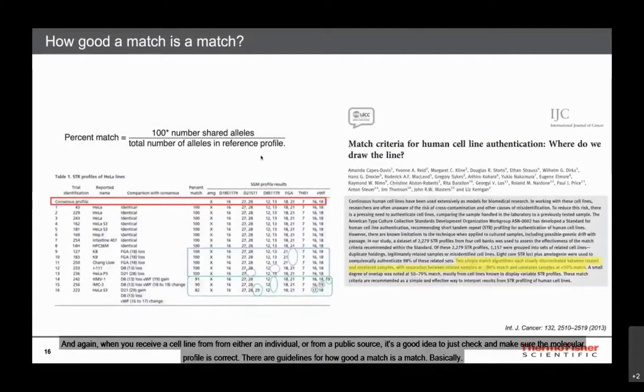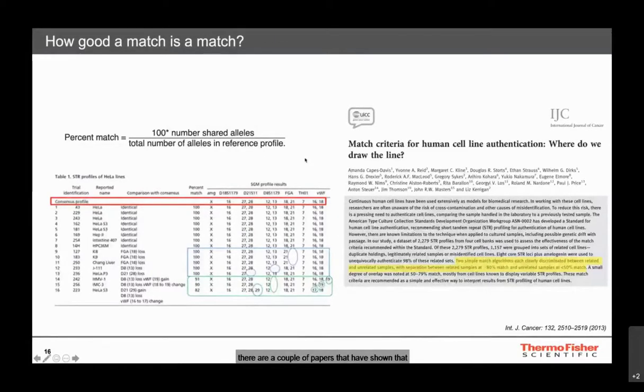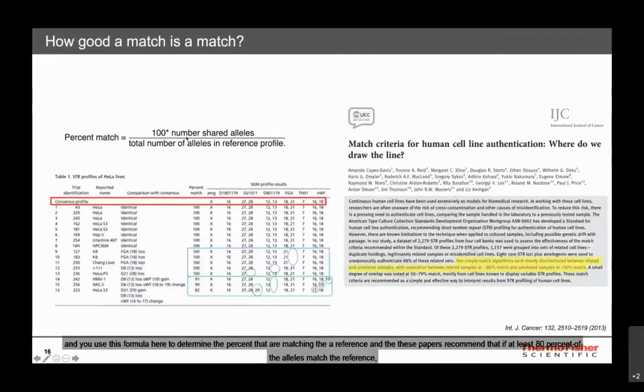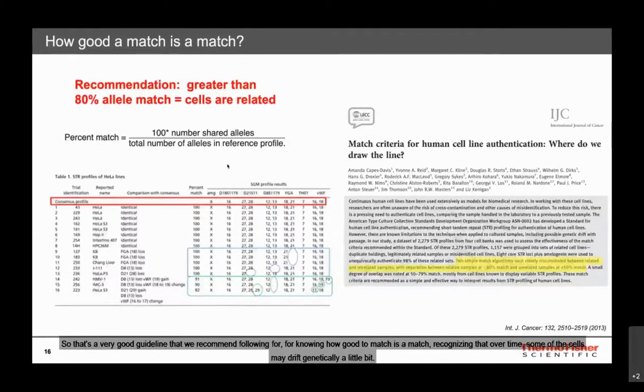And there are guidelines for how good a match is a match. There are a couple of papers that have shown that if you categorize the alleles, match them up to known samples, and use this formula here to determine the percent that are matching the reference. These papers recommend that if at least 80% of the alleles match the reference, then the cells are related to each other. So that's a very good guideline that we recommend following for knowing how good a match is a match, recognizing that over time, some of the cells may drift genetically a little bit.